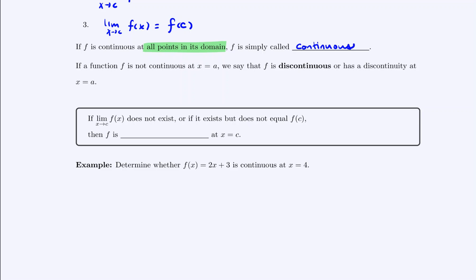If a function is not continuous at a point, then we would say it's discontinuous. So if the limit doesn't exist, or if it exists but doesn't equal the function value, then we would say that the function is discontinuous at x equals c.